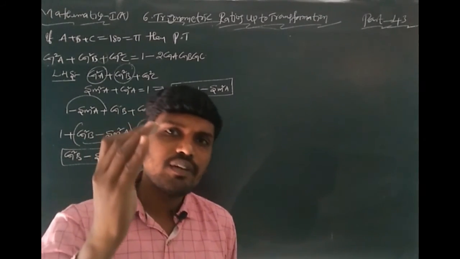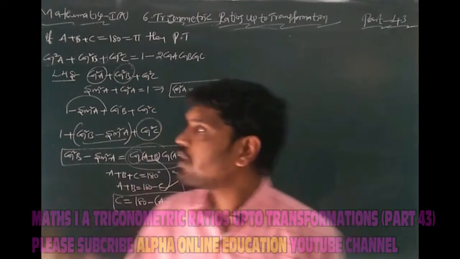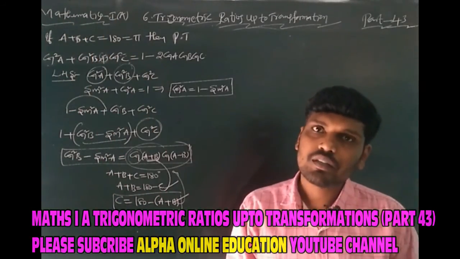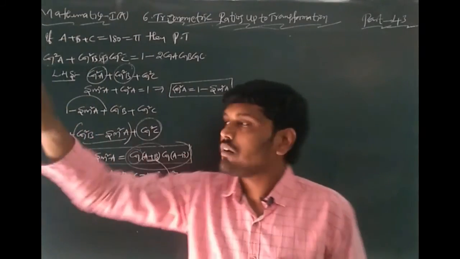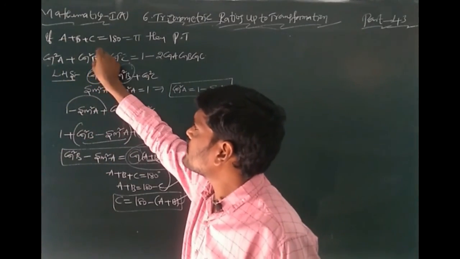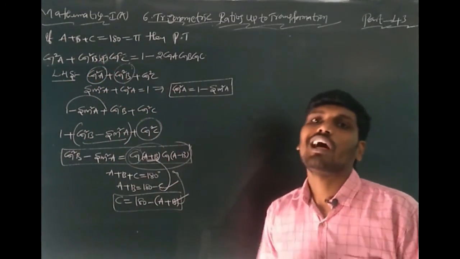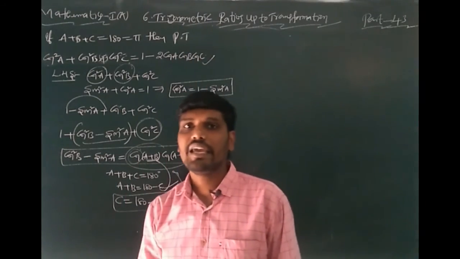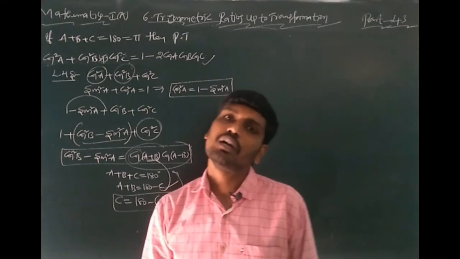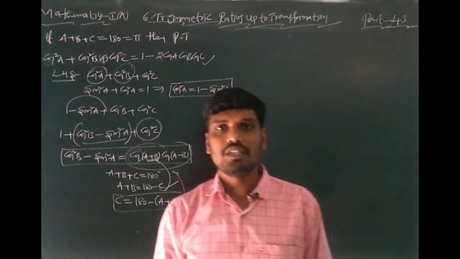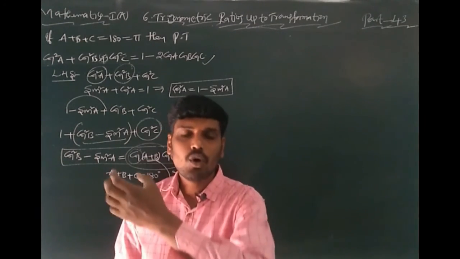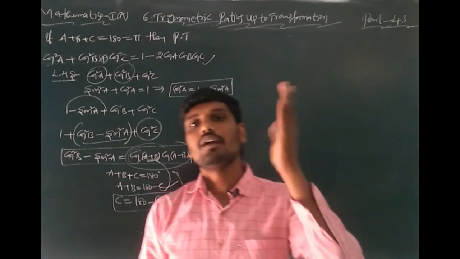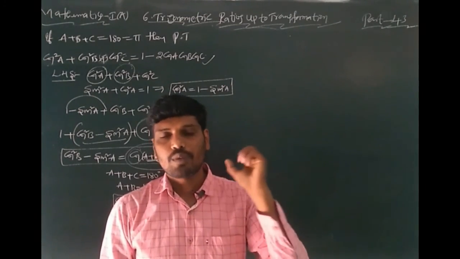The only difference between the previous problem and this problem is that in place of minus you write plus. You simplify and get the total answer: 1 minus 2 cos A into cos B into cos C. Okay students, understood or not? Here, in this homework problem some hint is given. You can use that hint to solve the problem like the previous model problem.